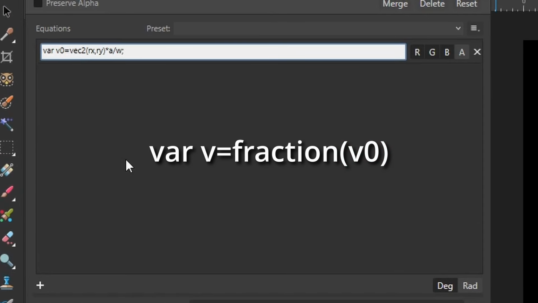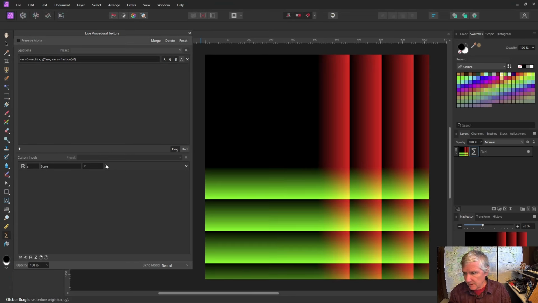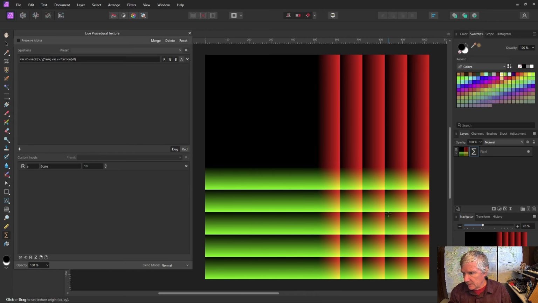Now, usually I would make another variable v equals the fraction of v0. And you can see it makes a repeating pattern down here. If I bring this up a little bit, I have the repeating pattern down here, but up here where I have the negative numbers, I have these sort of artifacts or defects.